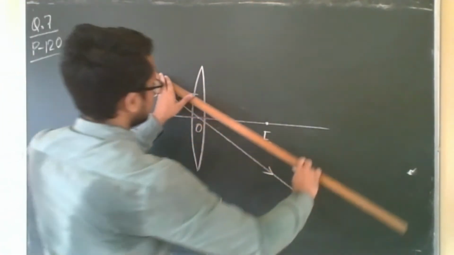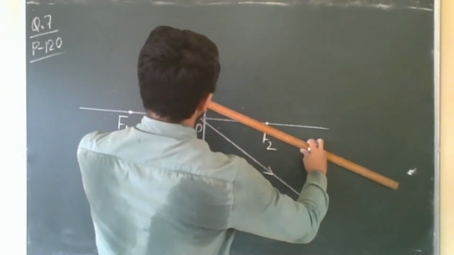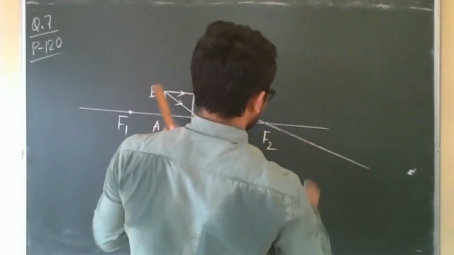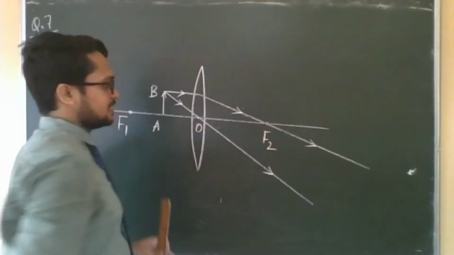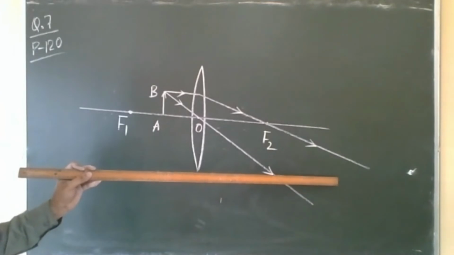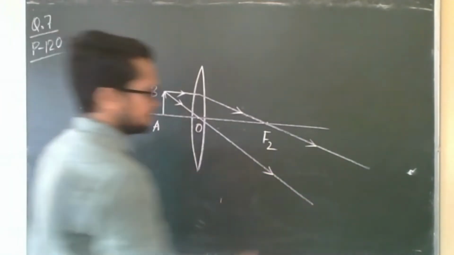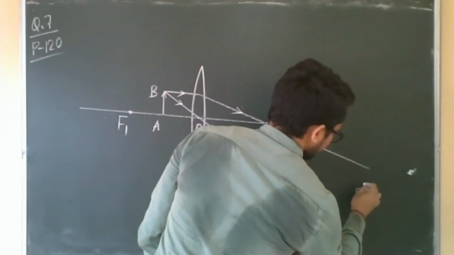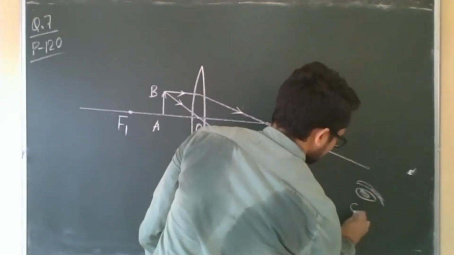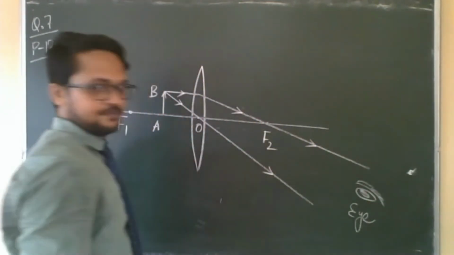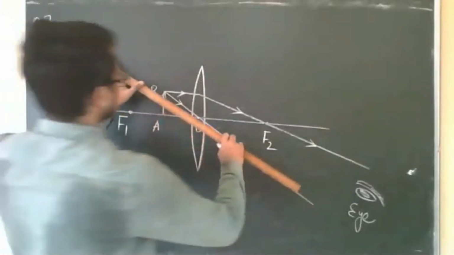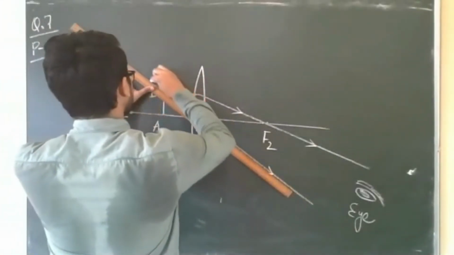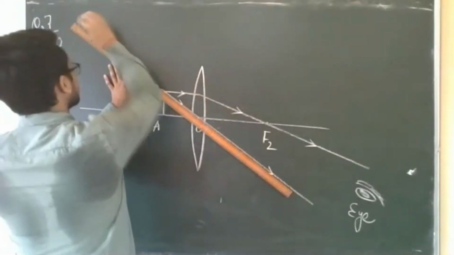After refraction, it will pass through the second focus. Parallel to the principal axis, after refraction, it will pass through the second focus. So you can easily see that on this side, the rays will not meet. So if we keep our eye here, then we can see the image in this direction, in the same direction of the object, on the same side of the object.